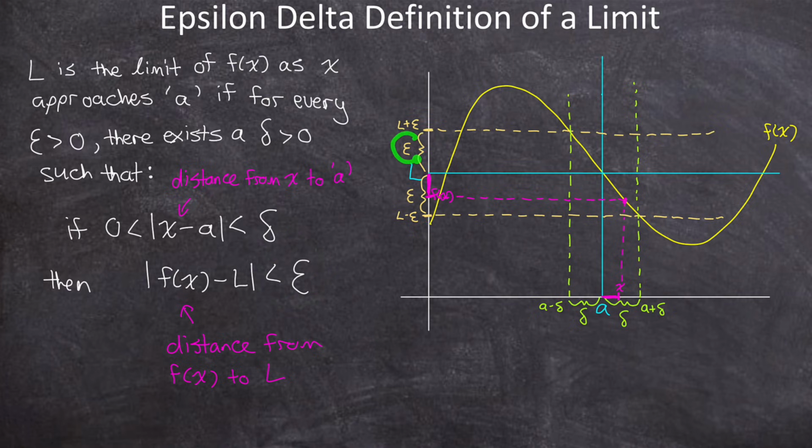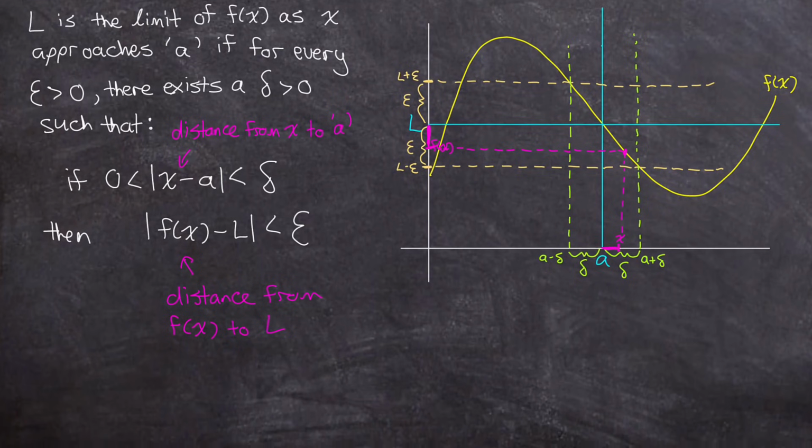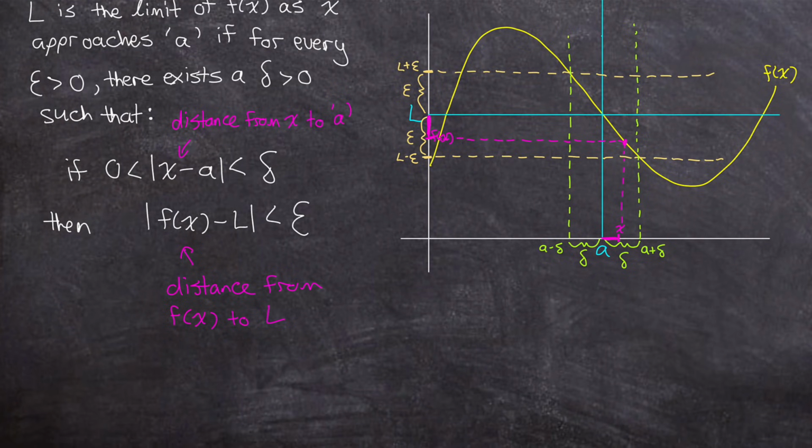So no matter how big or small we set that epsilon, as long as there is some value of delta, such that if we choose an x value within delta of a, we're able to get a y value within epsilon of L, then we know that L is the limit of f of x as x approaches a. And I'll write out that abbreviated version of this rule below the graph.